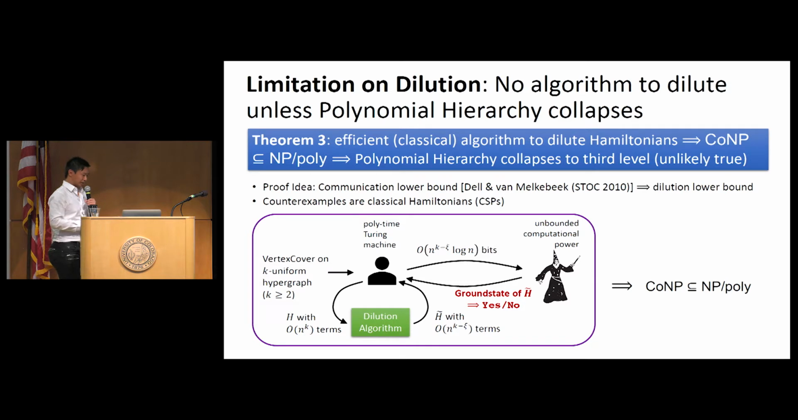So our result is simply a very simple application of this result, because the existence of a dilution algorithm would allow the player to take the vertex cover problem, encode it as a Hamiltonian with n to the k terms, pass it through the dilution algorithm, getting an H tilde with n to the k minus xi terms for any xi larger than 0, and communicate that to some log n bits precision, and decide the problem, because the oracle can simply diagonalize the Hamiltonian, find the ground state, and tell the player what the smallest vertex cover is, for example. So this is not likely to be true because it would imply the polynomial hierarchy collapse.